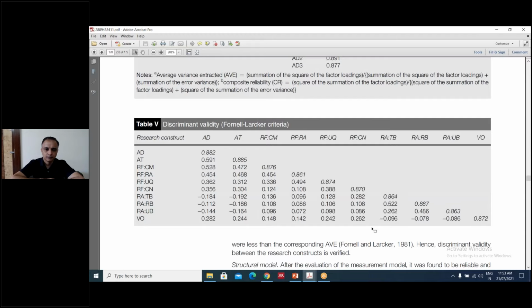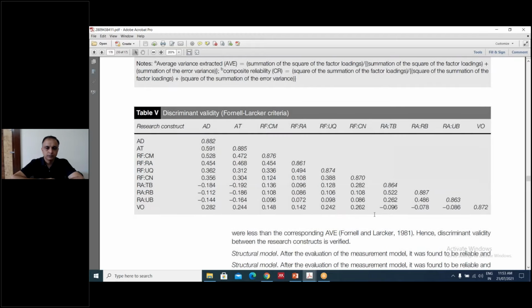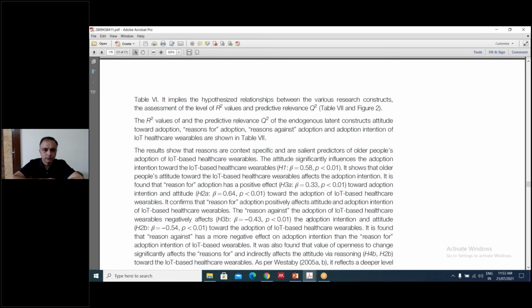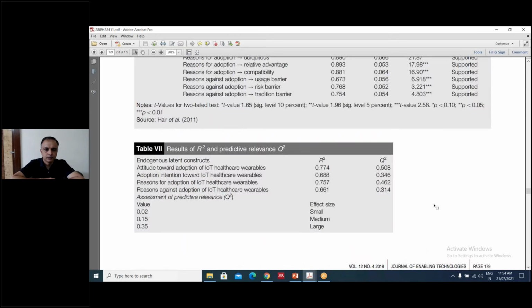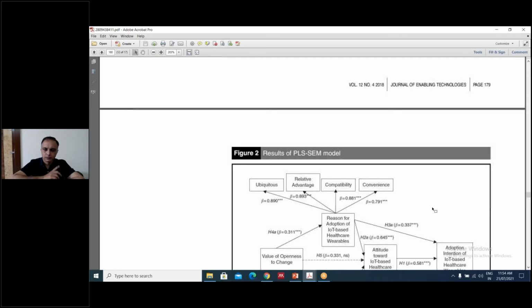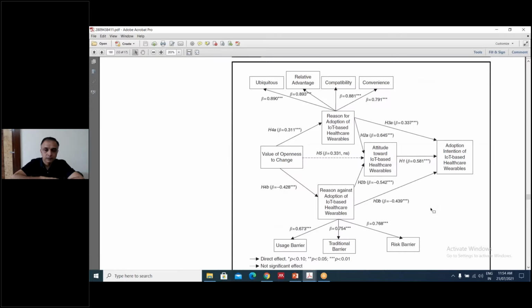So after that, I go on and explain. I find out the typical path coefficients, the standard error, the t statistics, the decisions, and R square and predictive relevance Q square values. And then I come up with the empirically tested model. So you can very clearly see here the dotted lines are typically the non-significant relationships that have emerged.